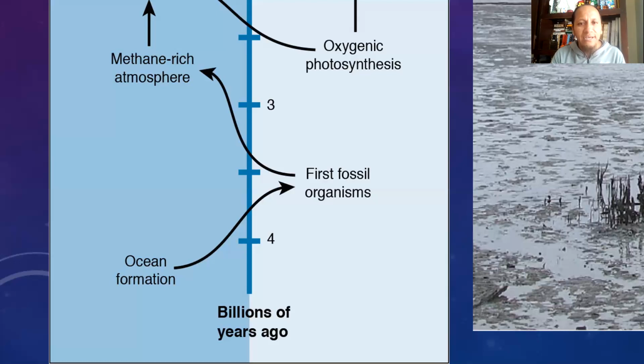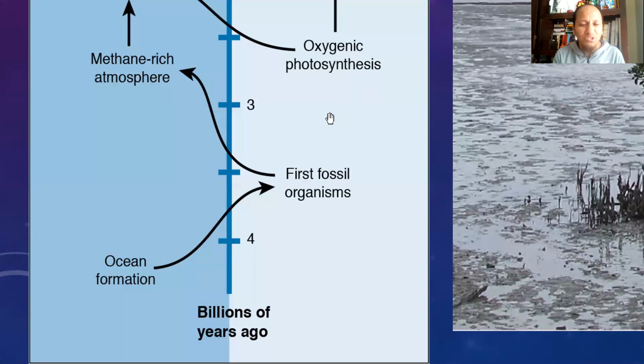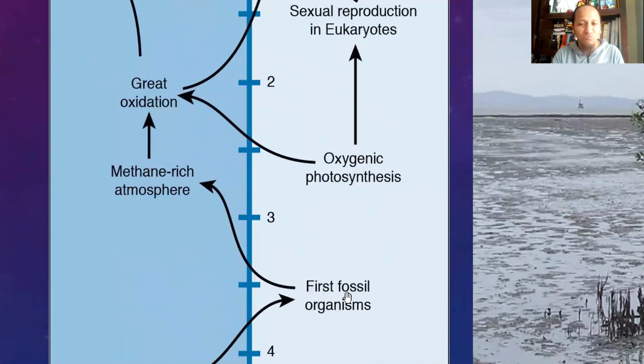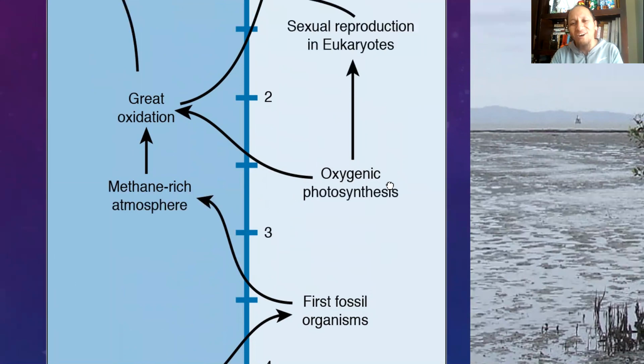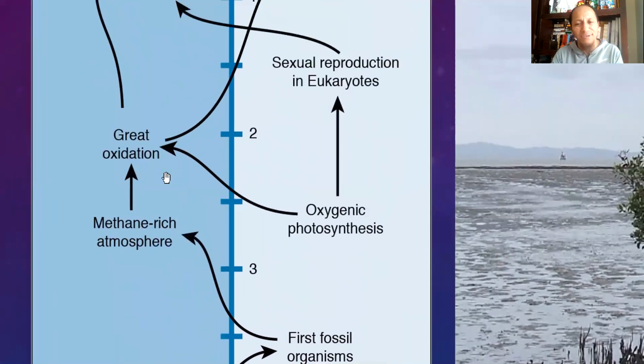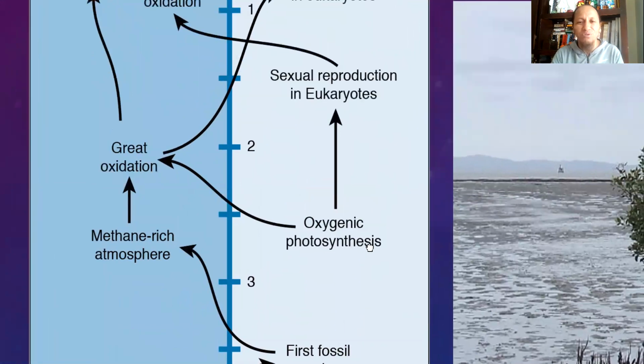Exactly, yes. In here, as you can see the relationship, at the beginning of the earth you're observing the ocean formation, then the first fossil organisms, and then you can see how it continued evolving for the first life. Then methane-rich conditions appeared, and as a consequence, oxygenic photosynthesis, which also caused the great oxidation, because of methane and the photosynthesis, right? All of them together.